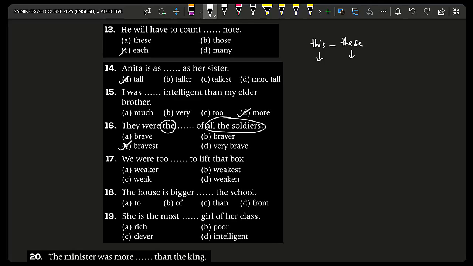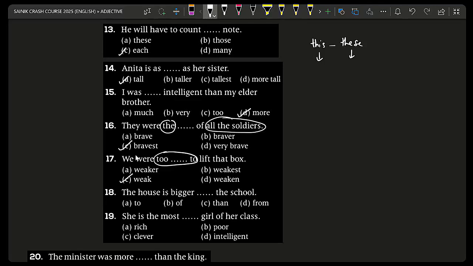We were too dash to lift the box. We were too weak to lift the box. Yes. We are not able to lift the box. We are too weak. That means whenever, like "as", you remember "too" also: with "too" you also have to use the positive degree. Weak, weaker, weakest. We have to choose weak.